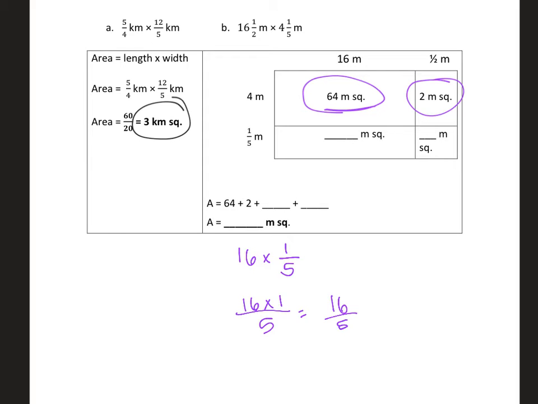You can keep it that way, or you can rename it as a mixed number. How many times does 5 go into 16? I know that 5 goes into 16 3 times. 5 times 3 is 15, so I have 1 more to get to 16, and my denominator is 5. So 3 1/5. Okay, so I'm going to add that down here, 3 1/5. All right, and then I need to multiply my last one, 1/2 times 1/5, and that's going to give me 1/10.